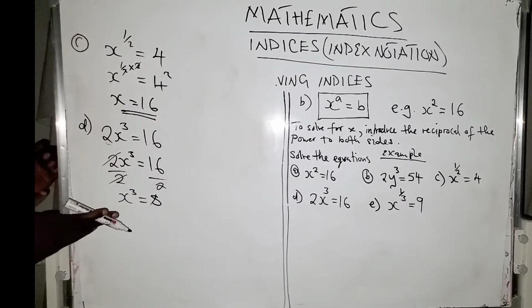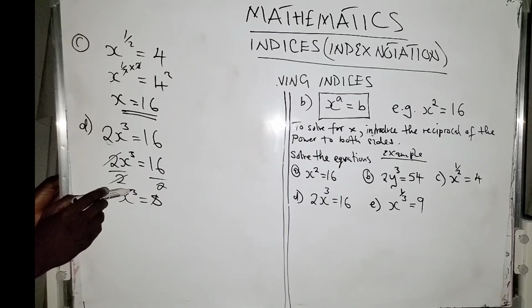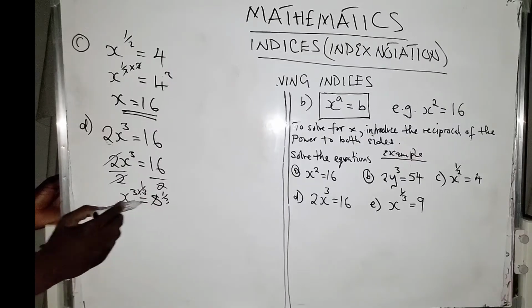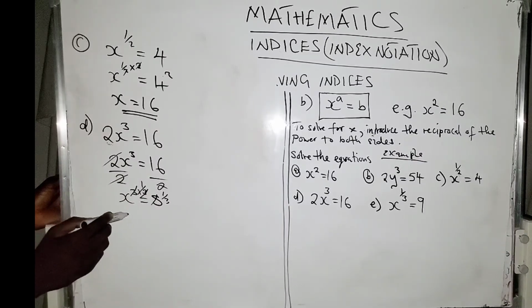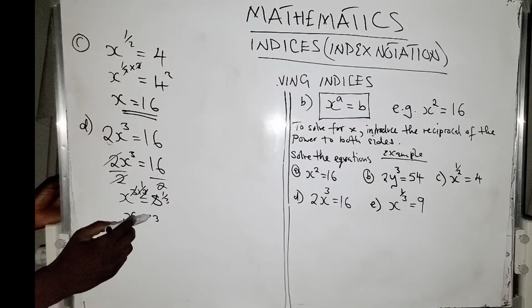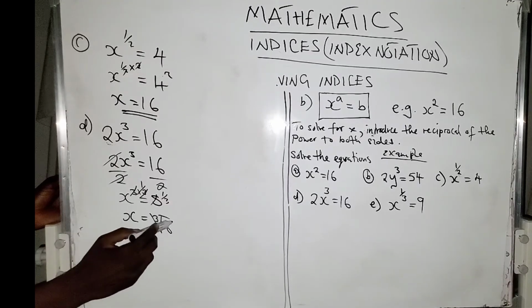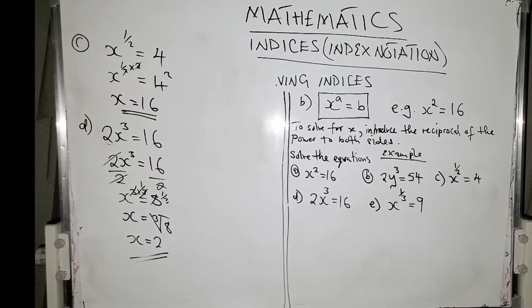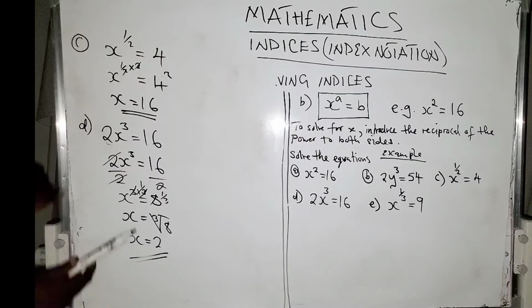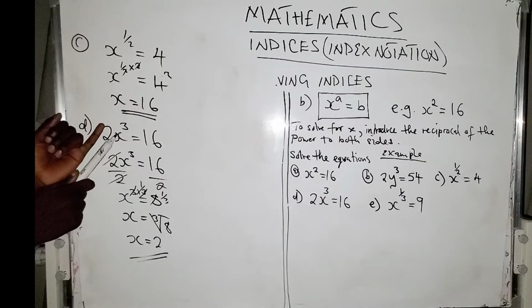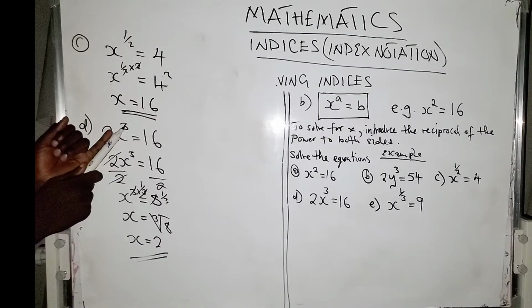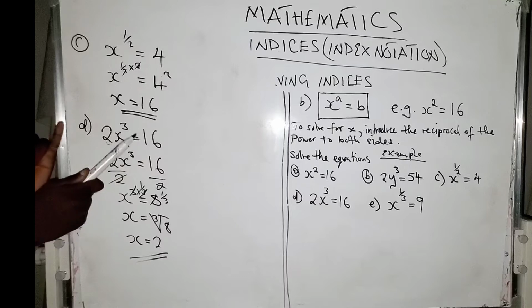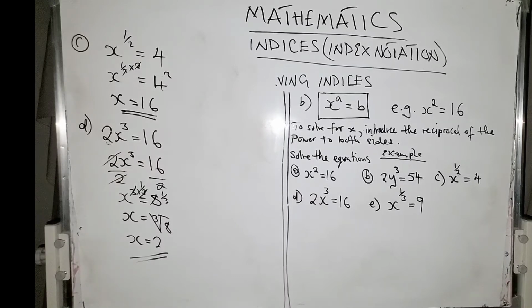Then when you reach up, you multiply by its reciprocal. The reciprocal of 3 is 1 over 3. Even here 1 over 3. This and this cancel. x is equal to the cube root of 8. What is the cube root of 8? 2. So x is just 2. Exactly. If you substitute 2 here with x, 2 to the power 3 is 8. 8 times 2? 16. So this is correct.